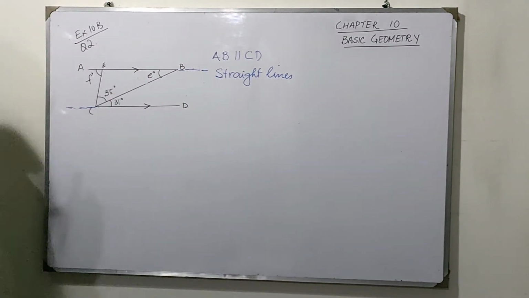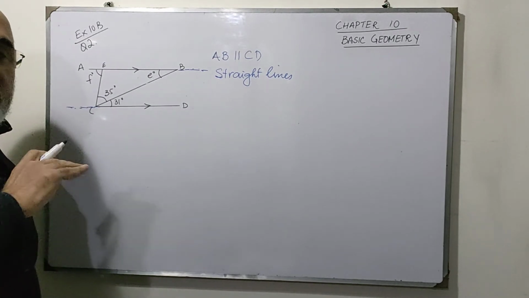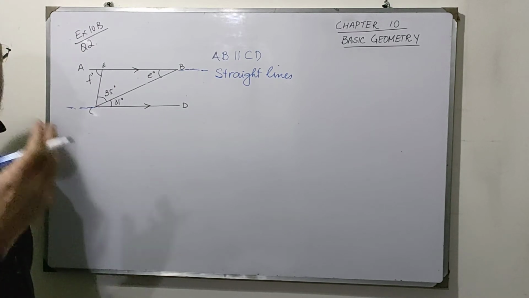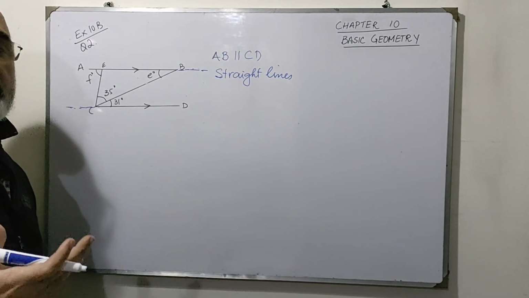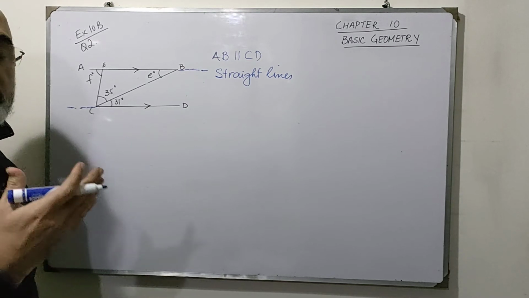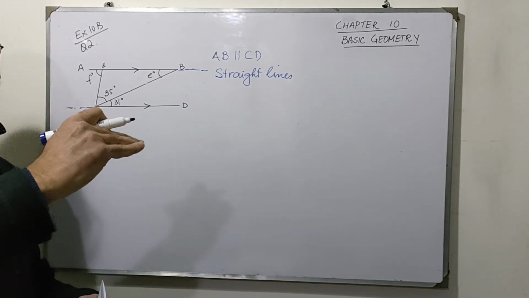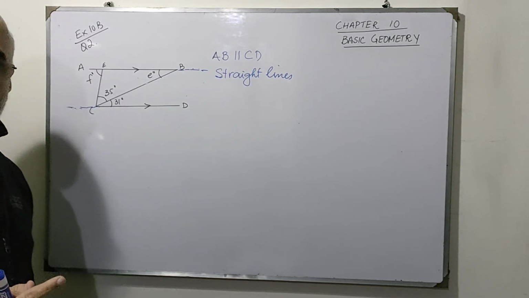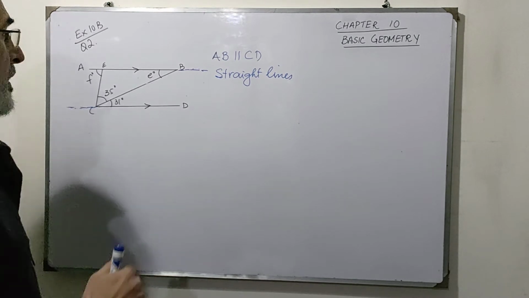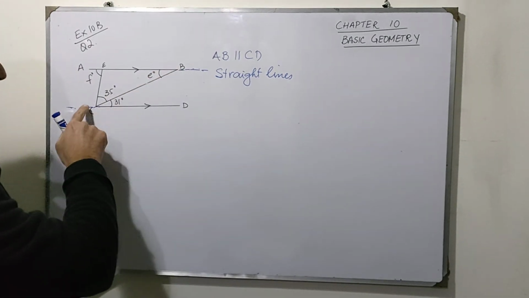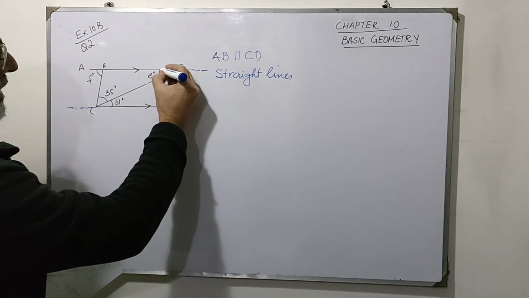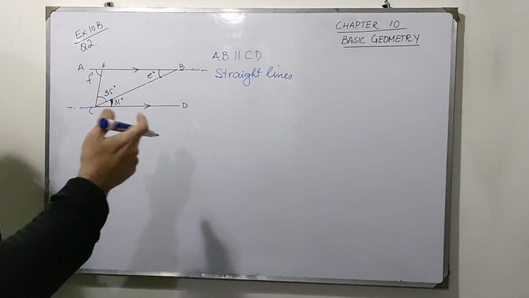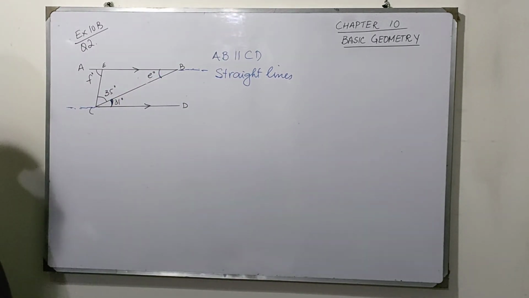Now, if you remember, when two parallel lines are intersected by a transversal, we have one form of angles which is known as alternate angles. The alternate angles are within the parallel lines and on the opposite side of the transversal, and the alternate angles are equal. So, this is the transversal line, and this angle and this angle, they are on the opposite side of the transversal.